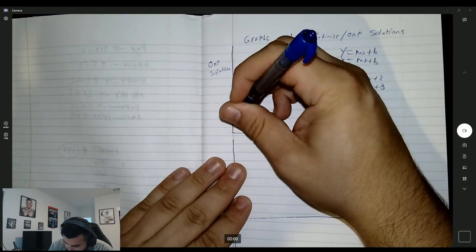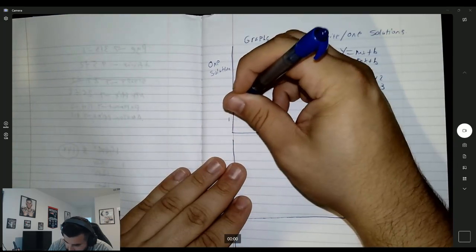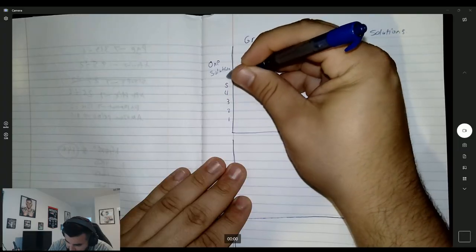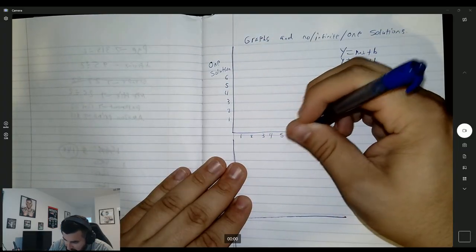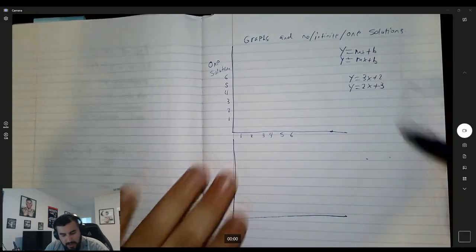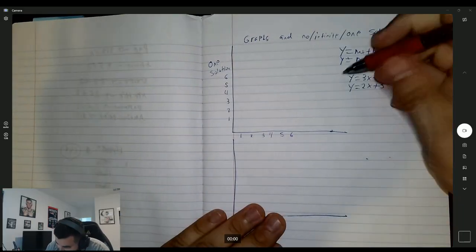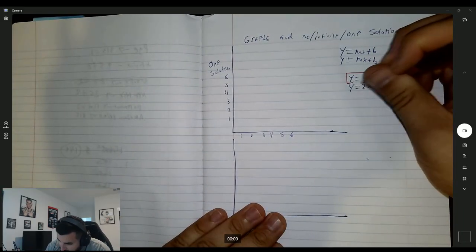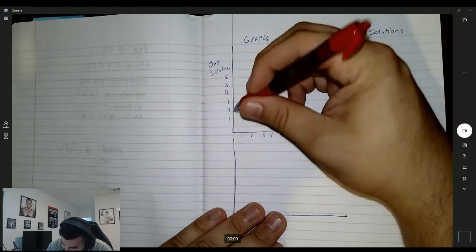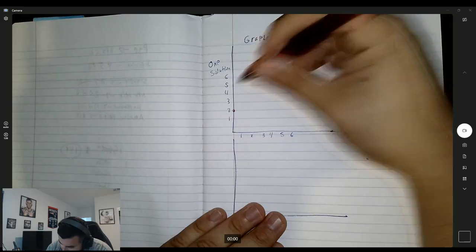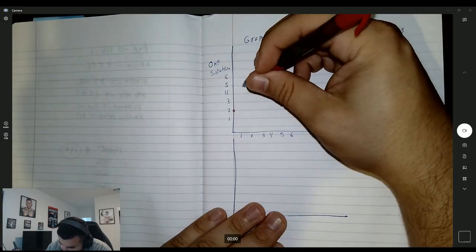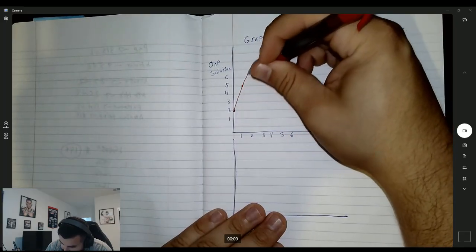So let's call this 1, 2, 3, 4, 5, 6, and 1, 2, 3, 4, 5, 6. So when I graph these, I'll make this one a red line. I'll put it in a red square so you know which one it is. I'm going to start it at the positive 2 right here. I'm going to go up 3: 1, 2, 3, and over 1, because that's how you graph that. And right here is the line.